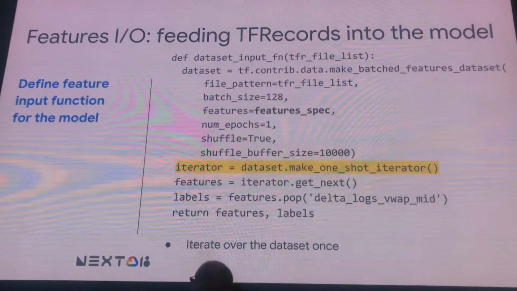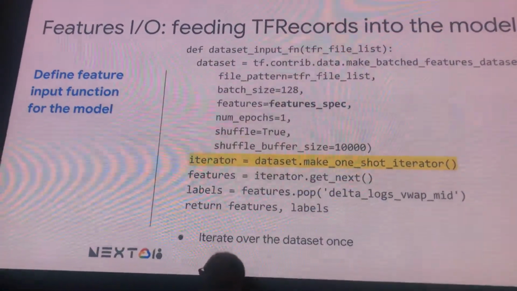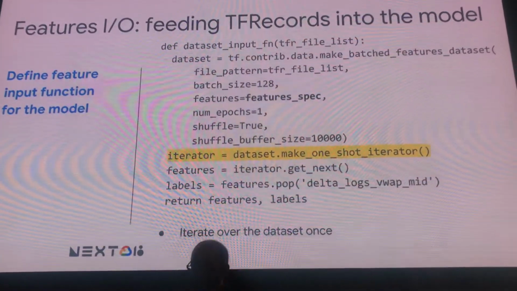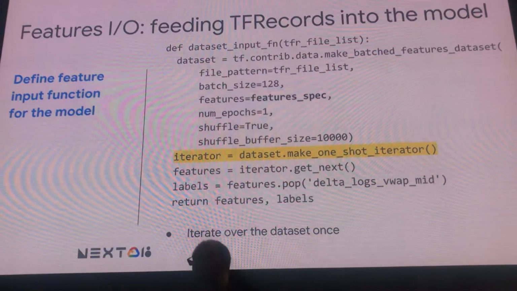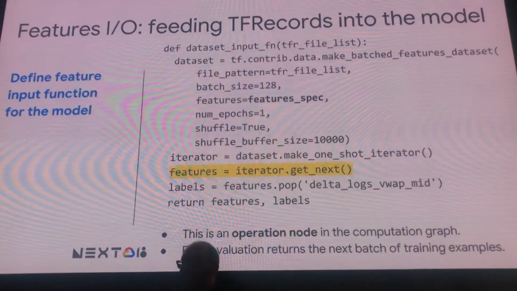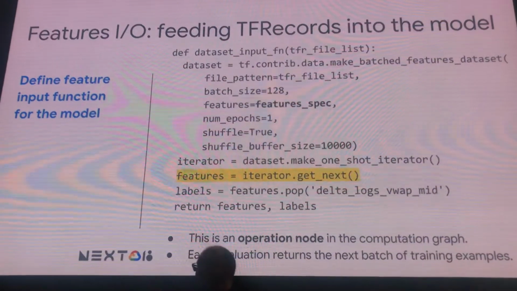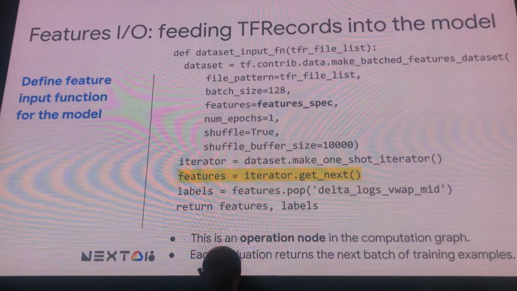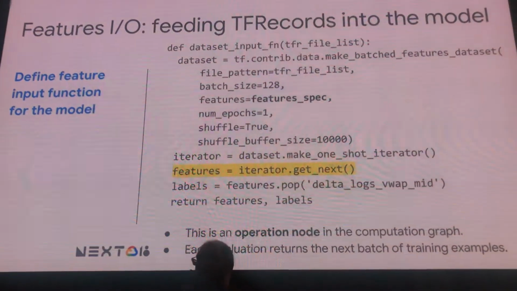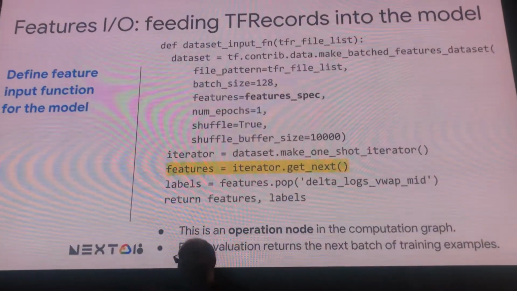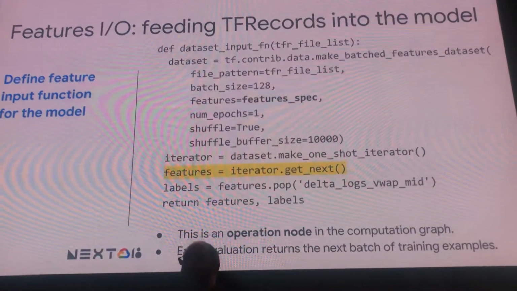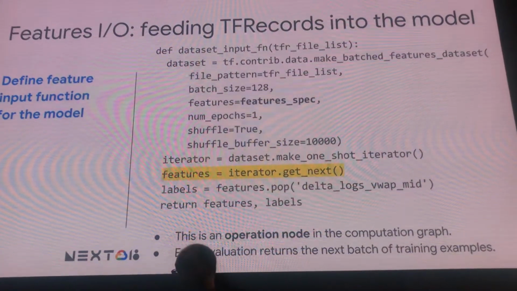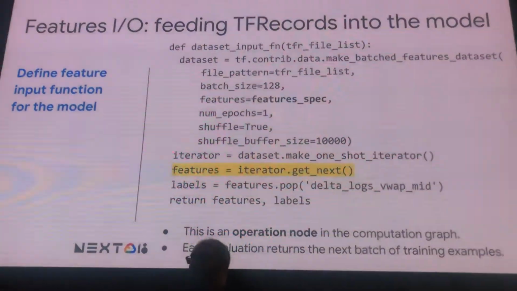Then we make an iterator. So make one shot iterator simply creates an iterator that reads the data from the data set just once. There are other types of iterators, some of them read data more than once. And this is interesting, the getNext function. If you look at this function, it looks like it returns features, but in fact it does not. What this function returns is an operation node in the computation graph. And then later on, when this node is evaluated, it will return the next batch of examples every time it's evaluated.